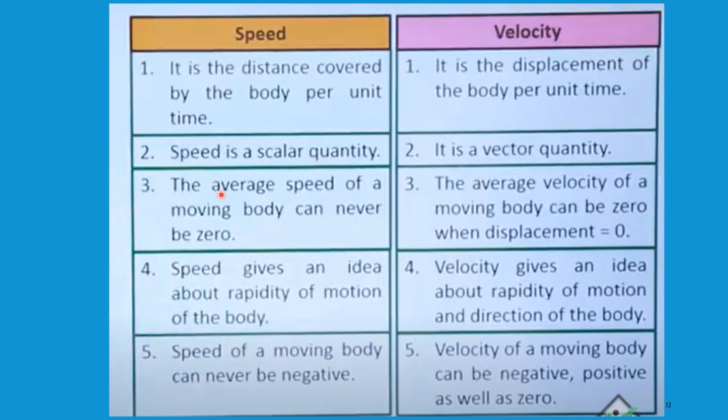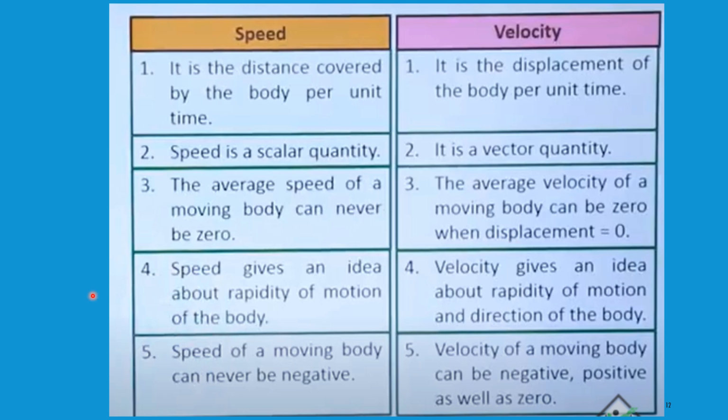Third difference, the average speed of a moving body can never be 0 because the body always covers some distance. But the average velocity of a moving body can be 0 when displacement is 0. When the initial position and final position of the body are the same, displacement will be 0.